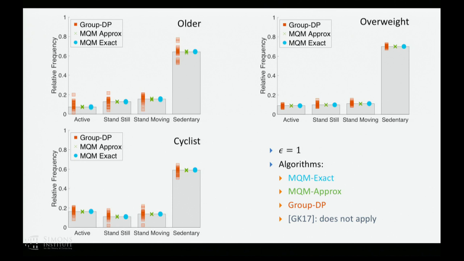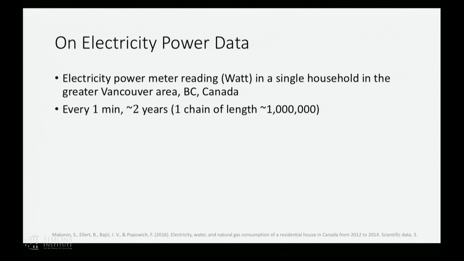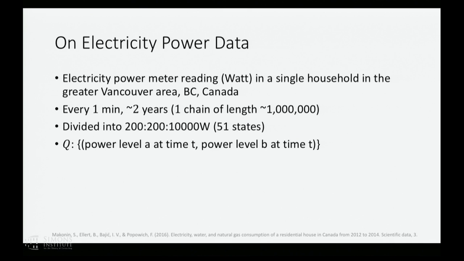The last set of experiments we did is on some electricity power meter reading data. This is from a single household in Canada. The meter reading happens around every 1 minute for a total of 2 years, resulting in one chain of length about a million. And we here divide the power level into 51 states. The secret we're trying to protect is the power level at any given time. So again, the distribution is obtained from the data. And here is the result.